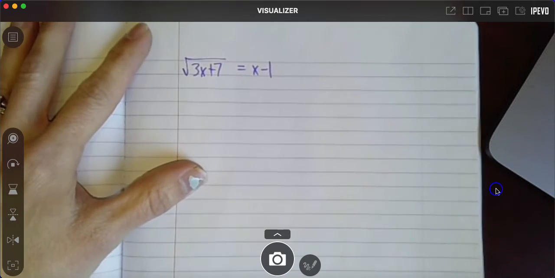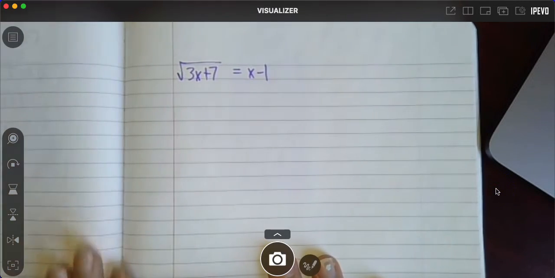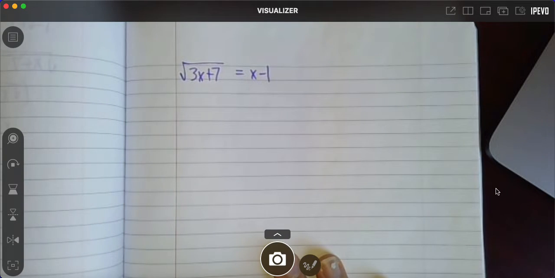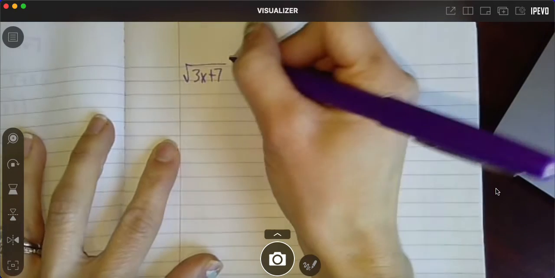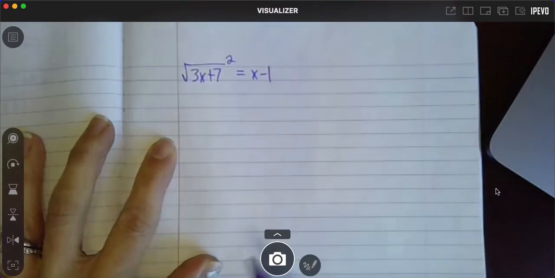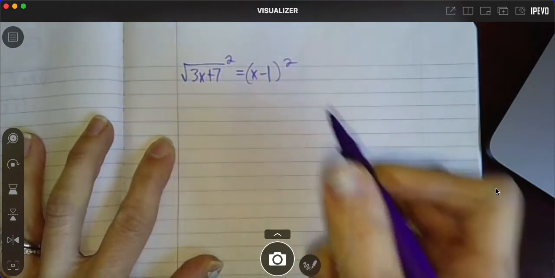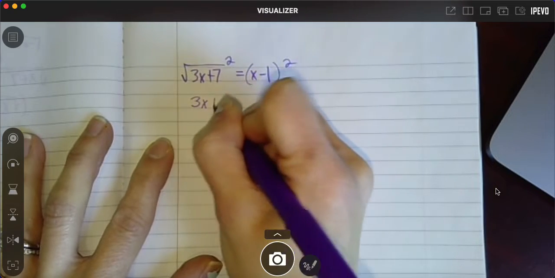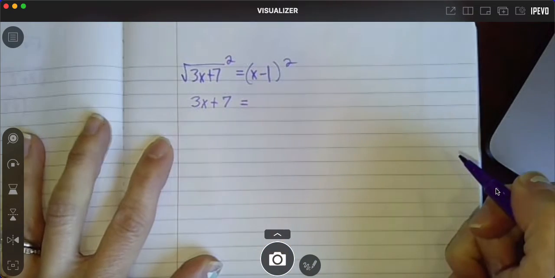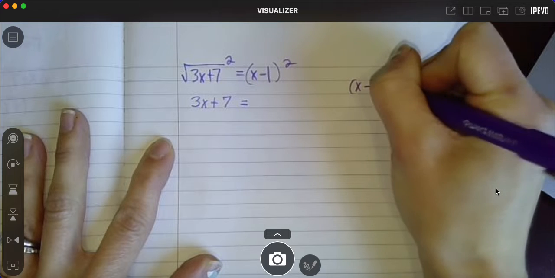All right, here we go. That's wrong. I'm going to go ahead and go over it. What I have to do is square both sides. When I square this one, the square root will go away. But I also must square that, and that's the FOIL method. 3x plus 7 equals, and y'all, I'm just going to write out what this is.